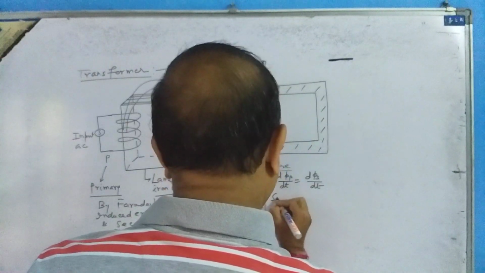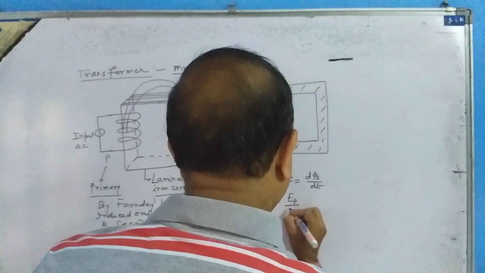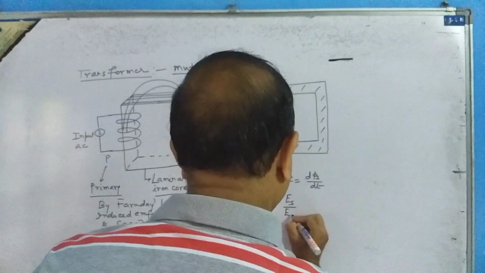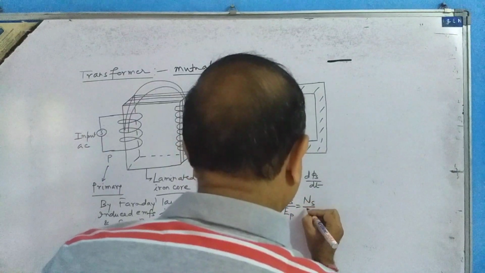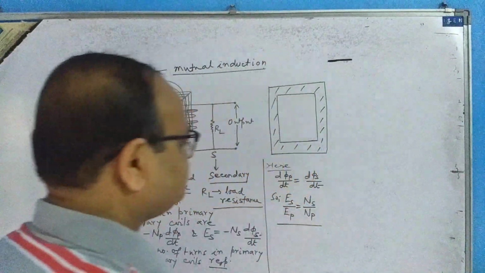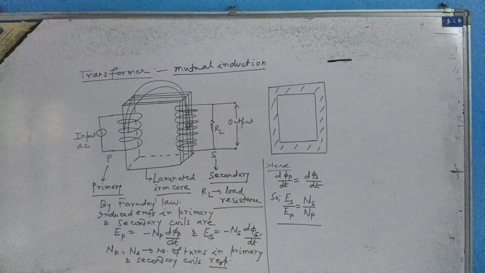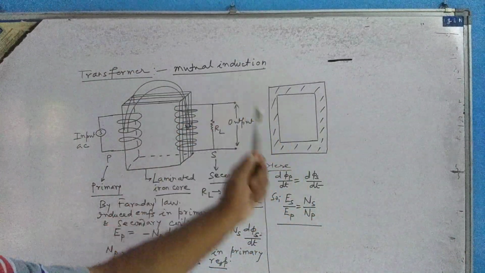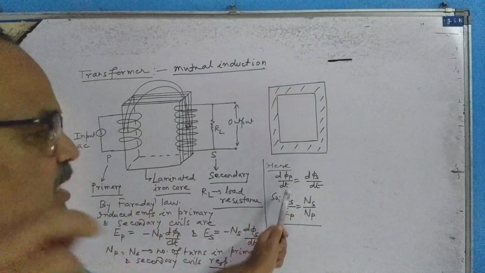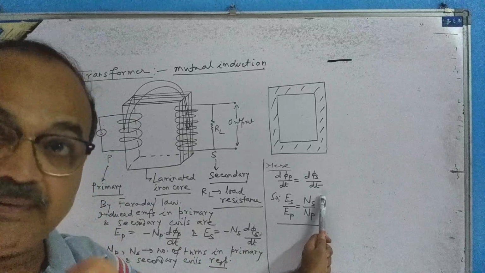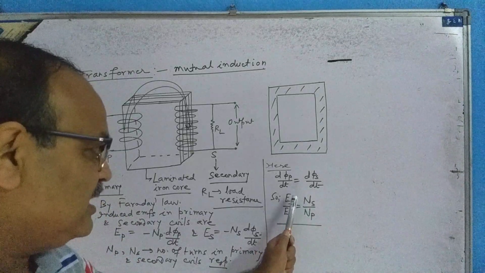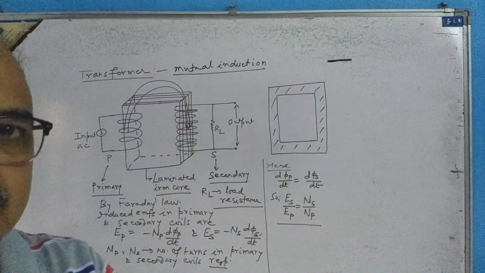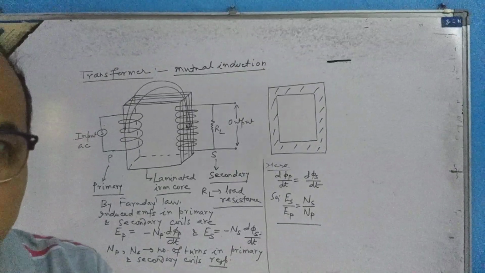Okay, so ES by EP is equal to NS by NP. Look, चूंकि मैंने कहा कि जितना फ्लक्स प्राइमरी में लिंक कर रहा है as a whole उतना ही सेकेंडरी में लिंक करेगा, इसलिए rate of change of flux in the primary should be equal to the rate of change of flux in the secondary. तो क्या मिला हमें? ES by EP is equal to NS by NP. Okay, I am coming to the remaining parts in the next video lecture.